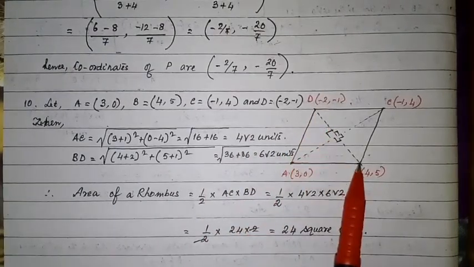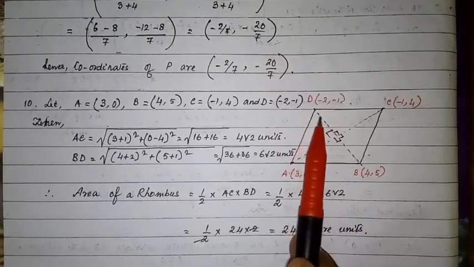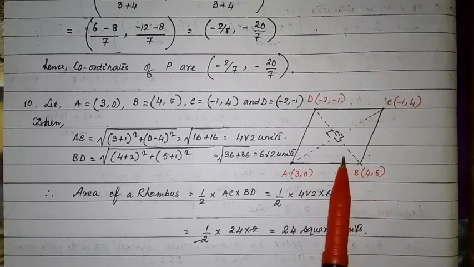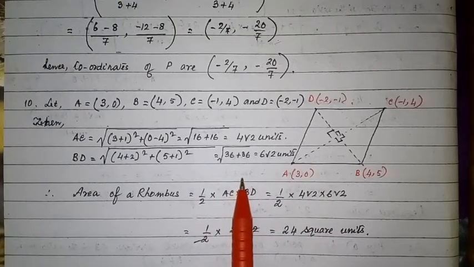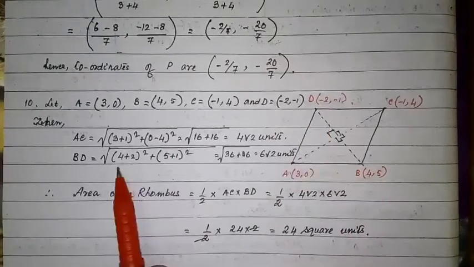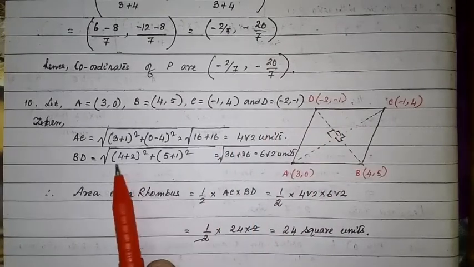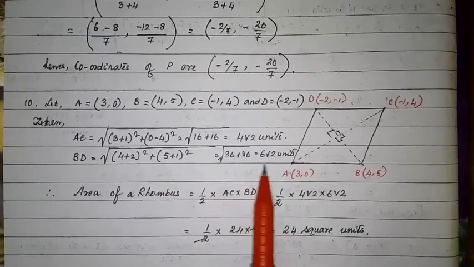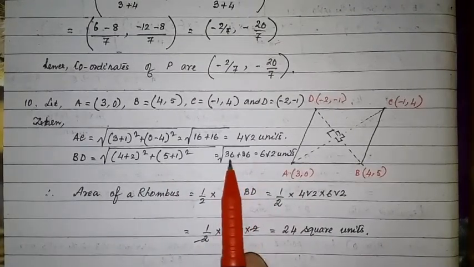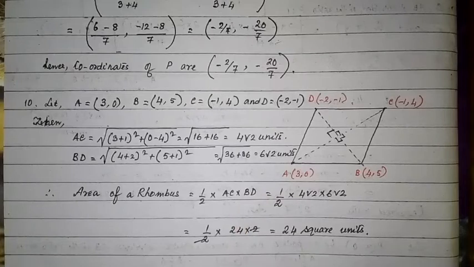And BD, where B is equal to (4, 5) and D is equal to (-2, -1). So by using the distance formula, BD is equal to under root of (x2 minus x1) whole square plus (y2 minus y1) whole square. That is (4 + 2) whole square plus (5 - (-1)), that is plus 1, whole square. So 6 square means 36, 5 plus 1, 6, 36. Now under root of 36 plus 36 means 6 root 2. Therefore we have the length of the diagonals AC is equal to 4 root 2 and BD is equal to 6 root 2.